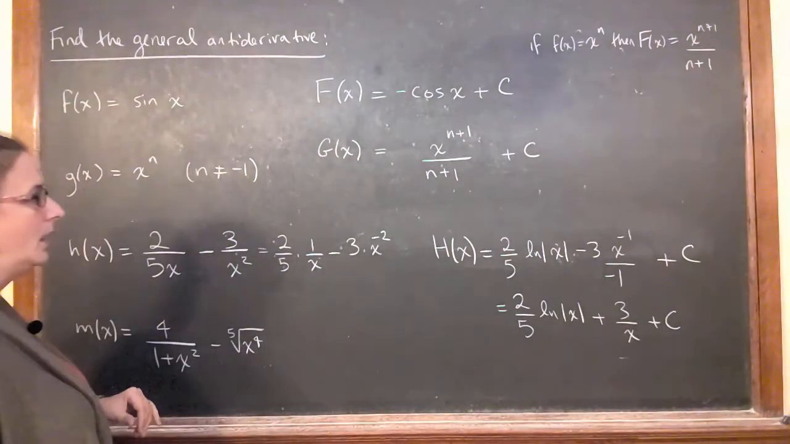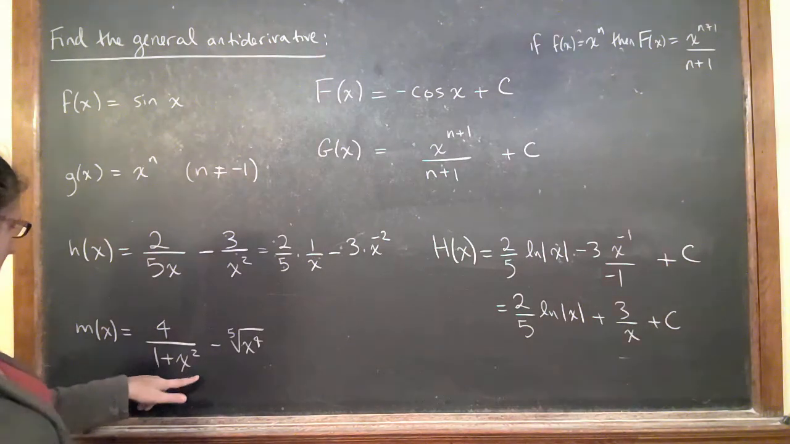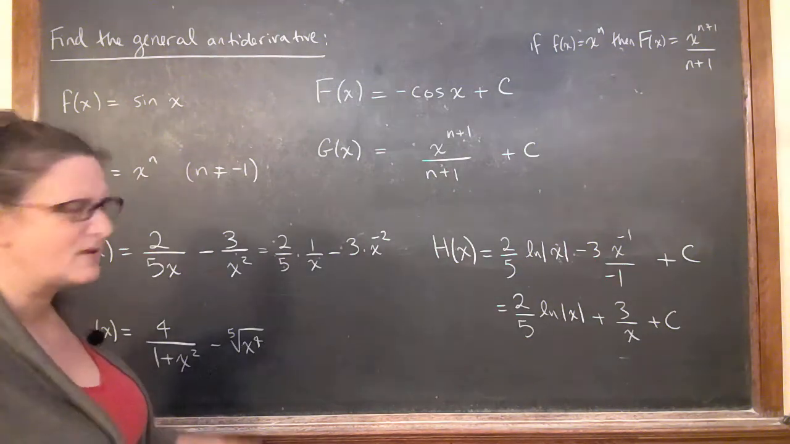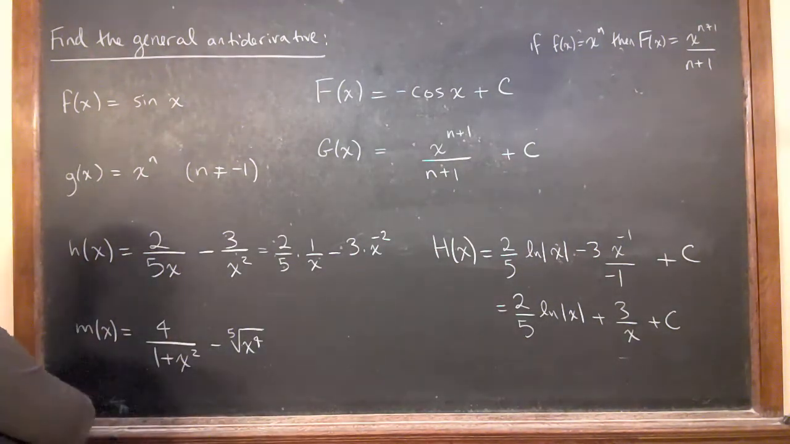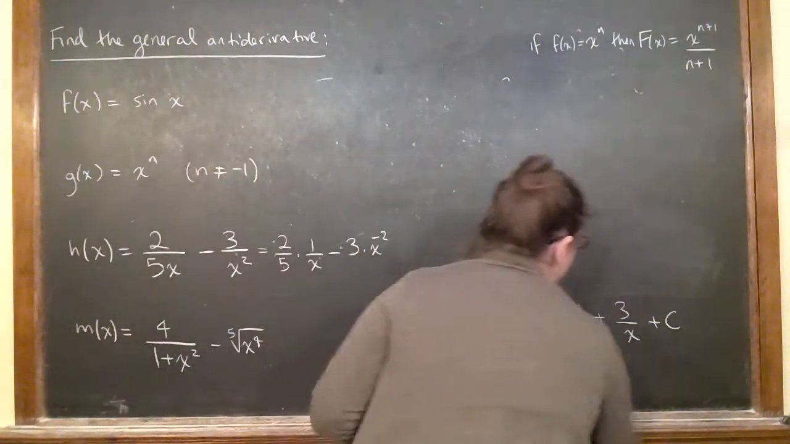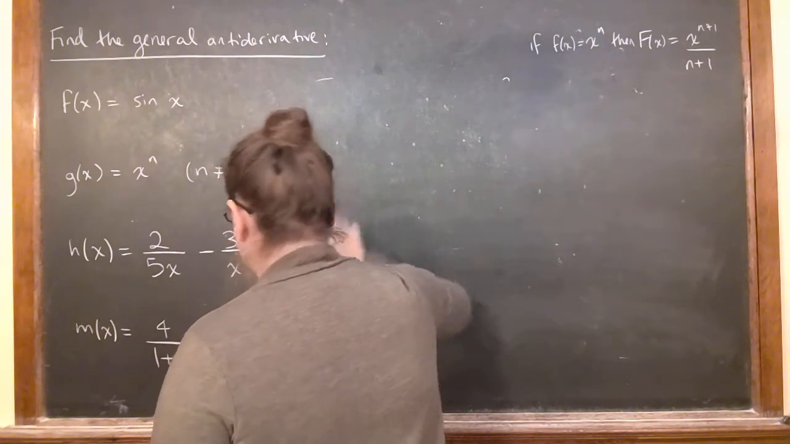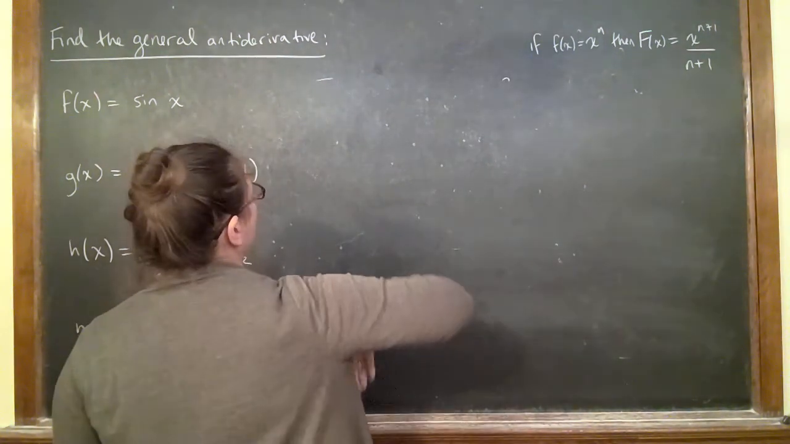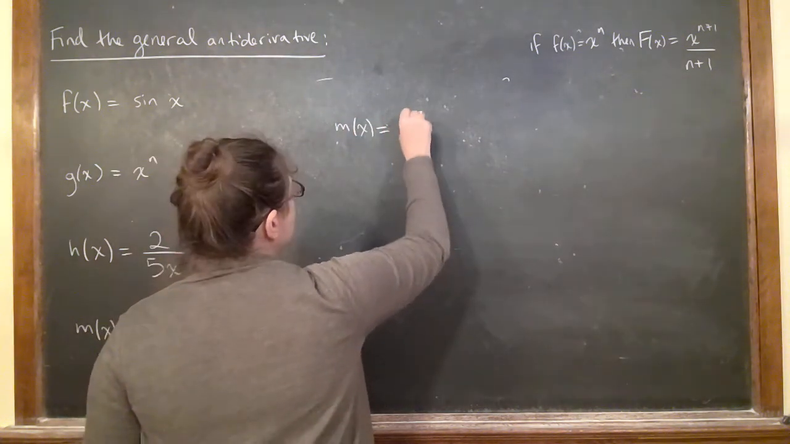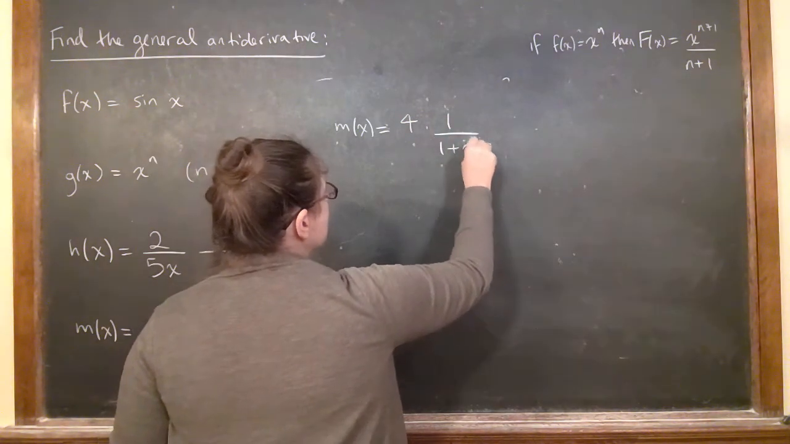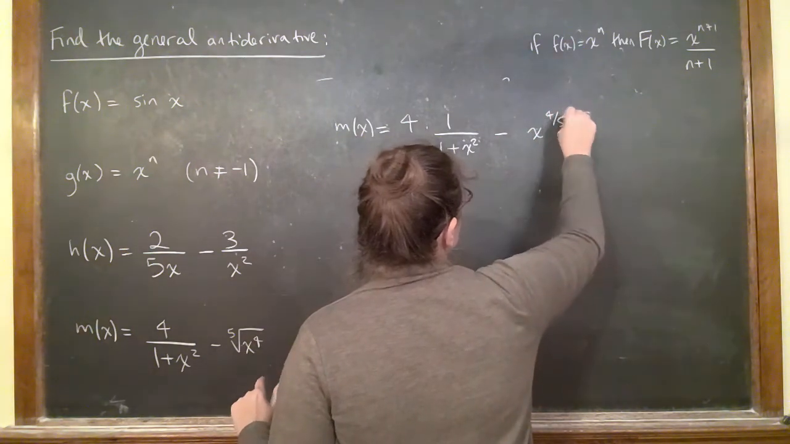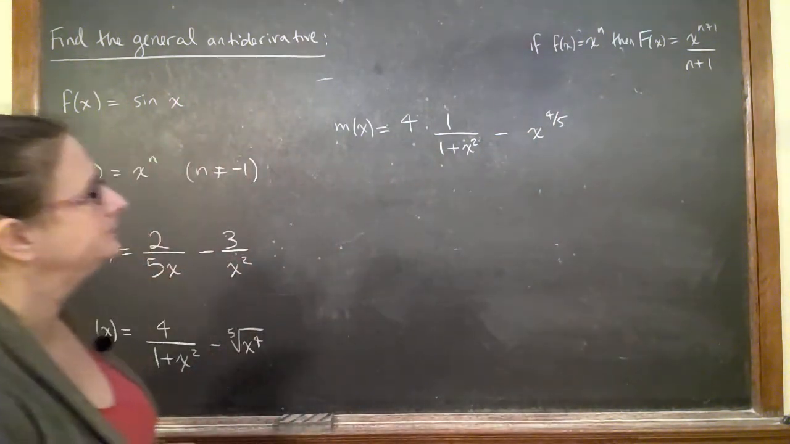Now this last one, it's a little bit different, right? I'll get rid of this. Whatever. This last one, we'll just write it up here. But I'm going to rewrite it. And then this would be x to the 4/5.